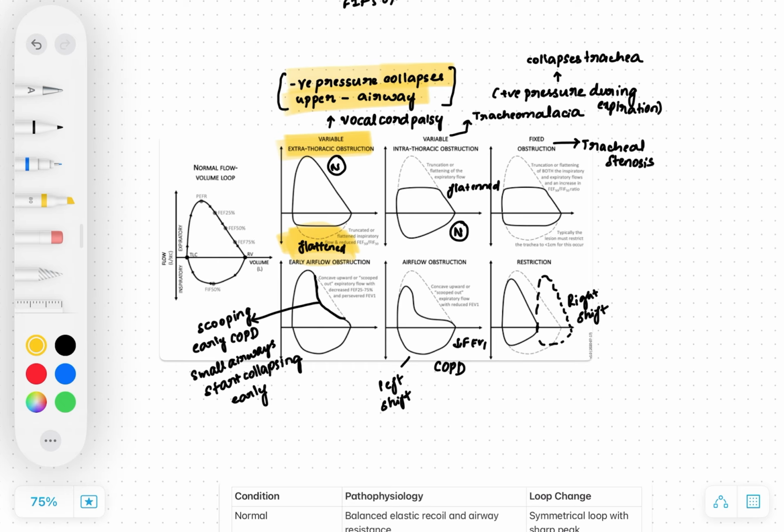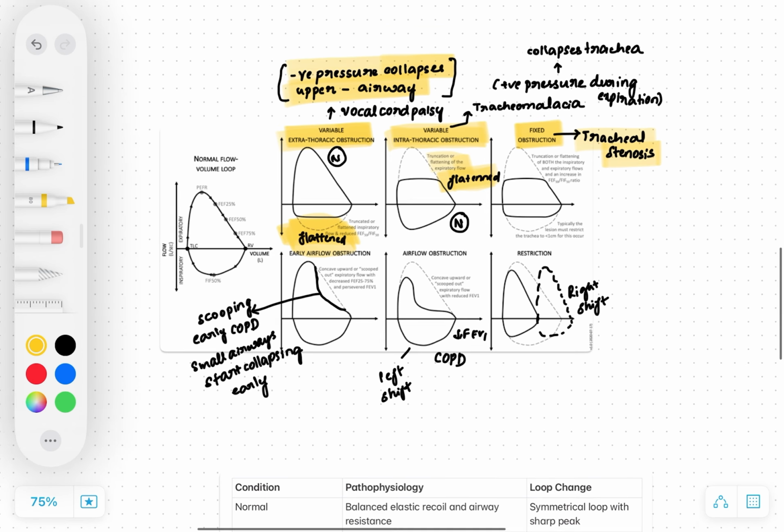And next, variable intrathoracic obstruction. Here it is the reverse. The inspiration will be normal, but there will be positive pressure during expiration which causes collapsing of the trachea. So the expiratory curve will be flattened. In case of fixed obstruction like tracheal stenosis, both the inspiratory and expiratory curves will be flattened.